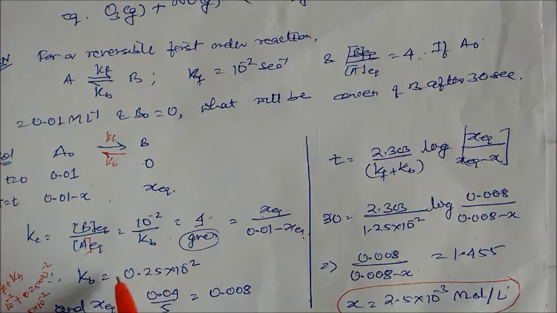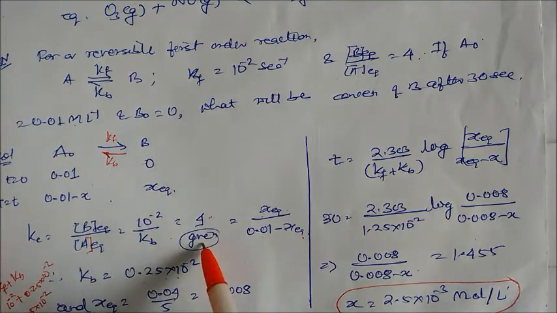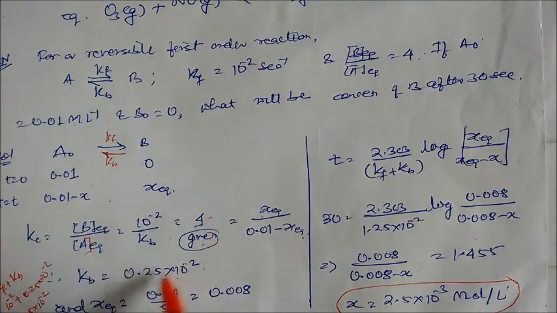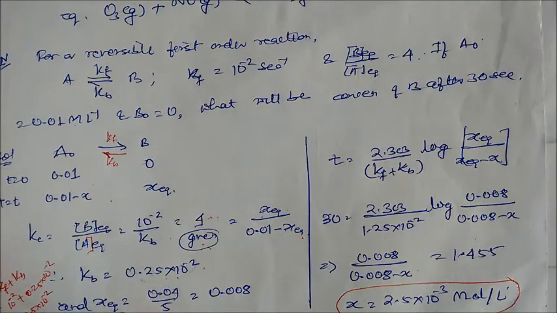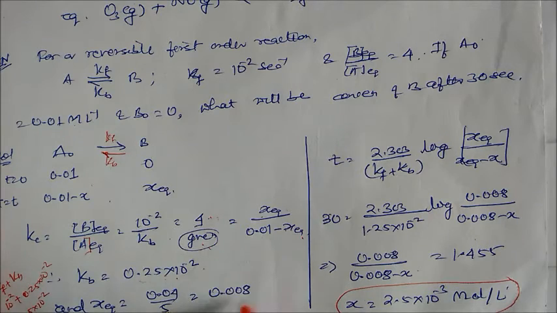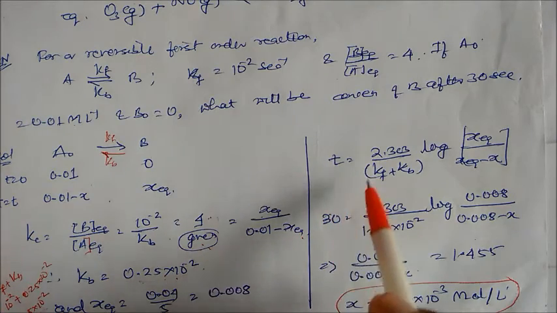So Kb is equal to 0.25 into 10 to the power minus 2, and x equilibrium will be how much? So B is given, this is given, so it's 4 by this value. If you put it, you will get the x equilibrium value. So x equilibrium will be 0.04 by 5, so you will get this much value. Again Kf plus Kb will be this much value. So we will calculate the time. So time will be how much?